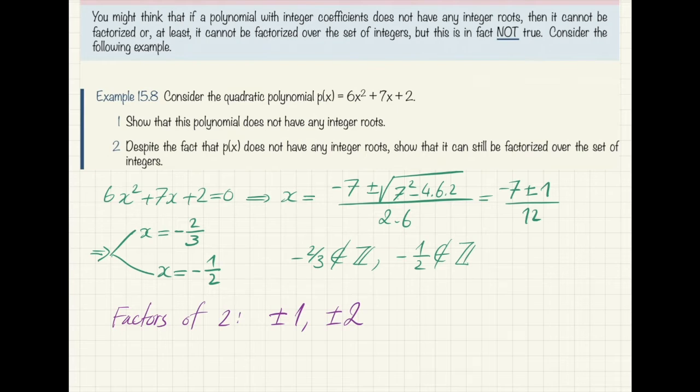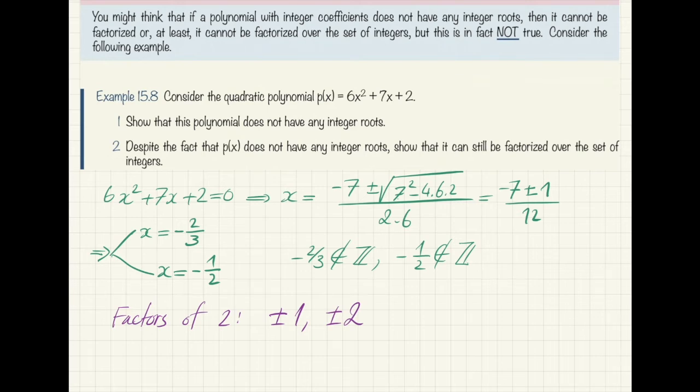So it means that if this polynomial is supposed to have an integer root, it should be among these four numbers. But it is a matter of very simple checking that none of these is indeed a root of that polynomial. For example, if I put 1 here, this becomes 6 plus 7 plus 2, which is not 0. If I put minus 1 here, it becomes 6 minus 7 plus 2, which is also not 0. And you can easily check that this will not happen if I put plus or minus 2. So this is also one other way to show that there are no integer roots for this.